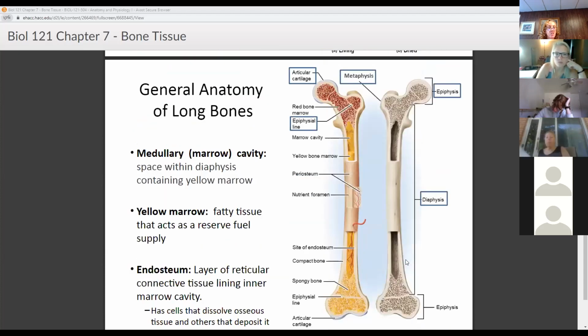So the medullary cavity is the space within the diaphysis that in adults or reasonably adult children contains yellow bone marrow. The yellow bone marrow is a fatty tissue that acts as a reserve fuel supply. The endosteum is a layer, remember endo meaning internal, osteum meaning bone. So this is a layer of reticular connective tissue that lines the inner marrow cavity.